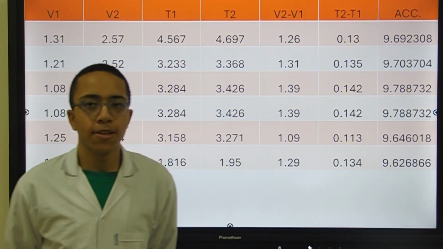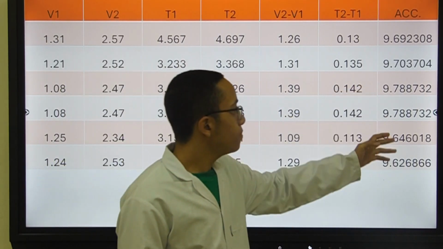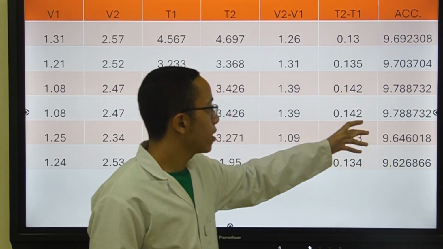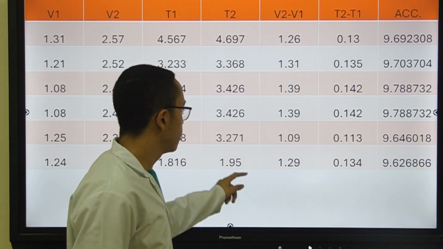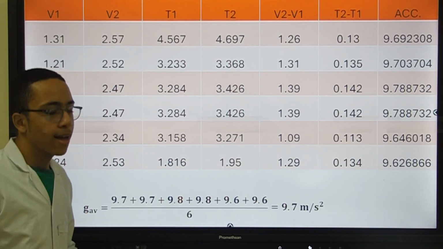Now to calculate the average acceleration due to gravity, we use this column, add these numbers, and divide by their count to calculate the average acceleration. Here is the final value, 9.7 meters per second squared, which is an accurate value.